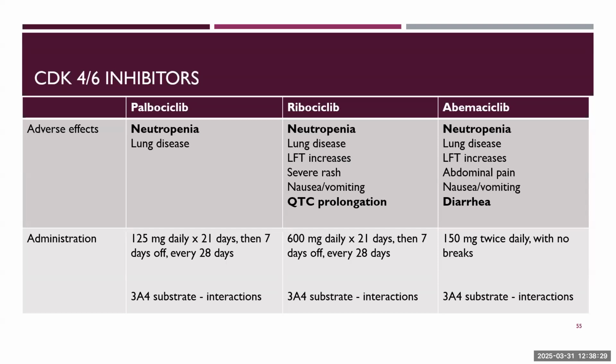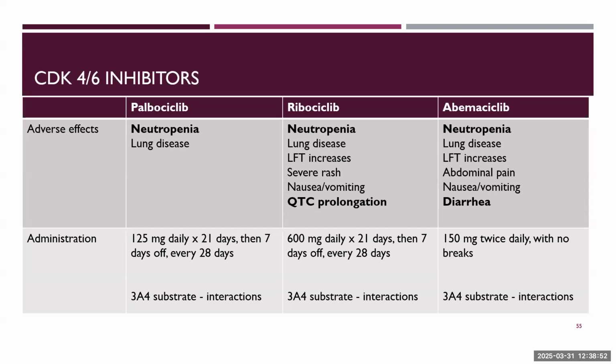The reason why abemaciclib has more diarrhea compared to ribociclib and palbociclib is because it has a stronger inhibition of the CDK4 in particular. They all inhibit CDK4/6, but abema has a little bit stronger potency for the CDK4, which is why we have more diarrhea associated with abemaciclib.